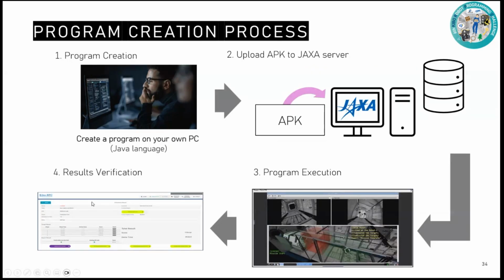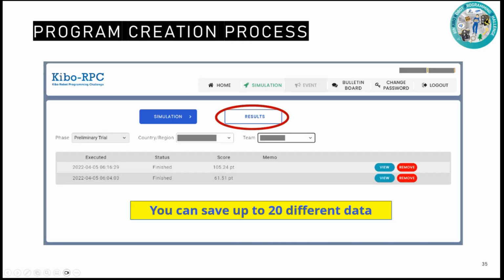Then you will get your results. When you click on the results button, you will see a screen like this one. You can see a list of the results of the simulations that you have done. When you conduct more than 20 simulations, you will need to delete previous simulation results, so you have a maximum of 20 simulation results at one time. If you want to remove one, you just have to click on the remove button on the run that you want to remove.